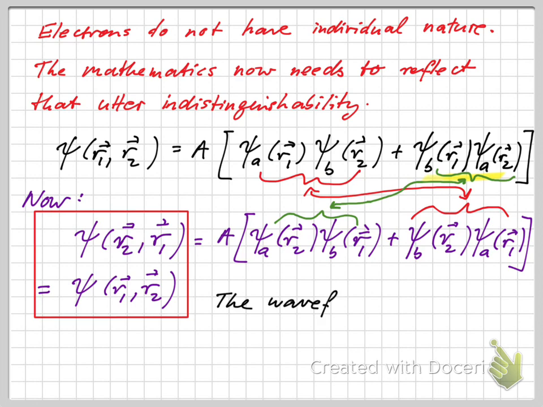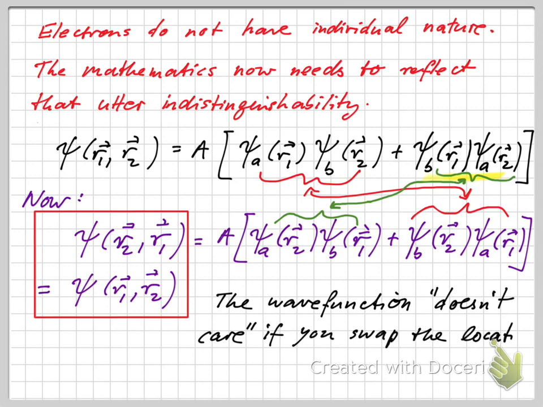Okay, and so that here now is an expression of the indistinguishability of the two particles. The wave function just doesn't care if you swap the locations of the two particles. But notice that that only is true with our modified wave function. It wouldn't have been true with our original wave function.